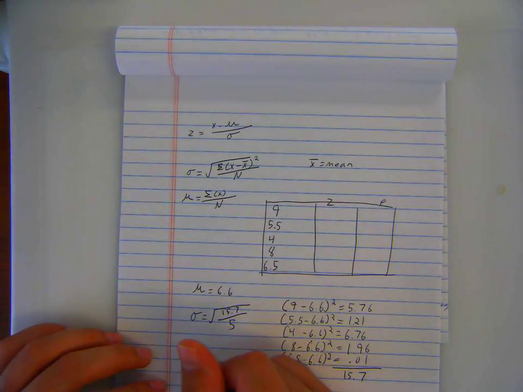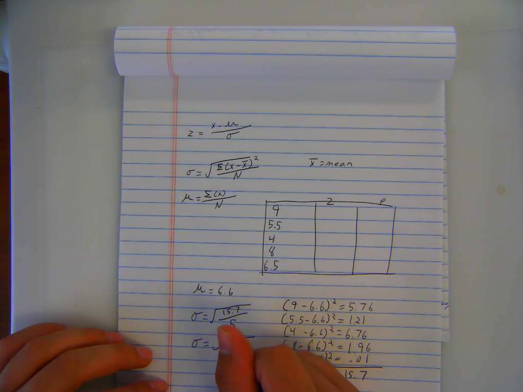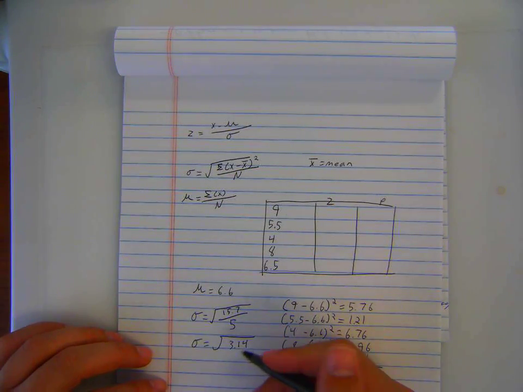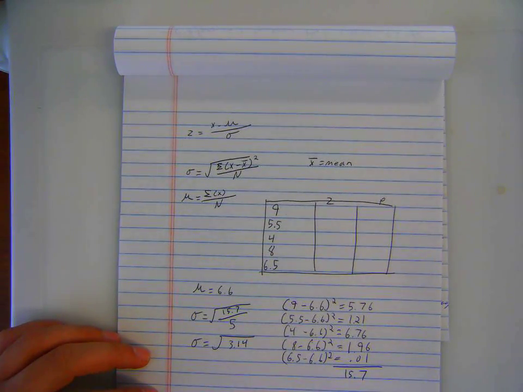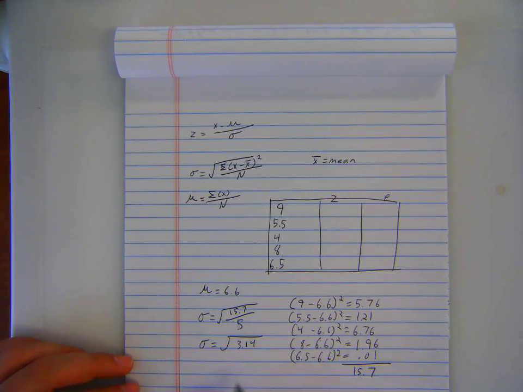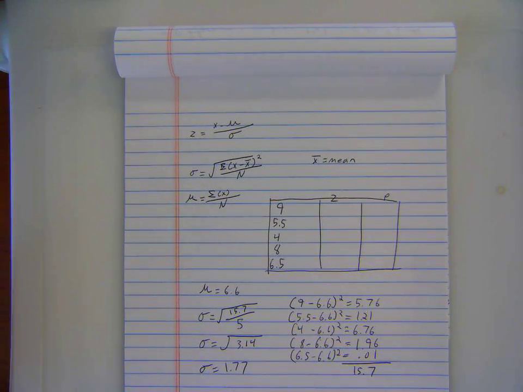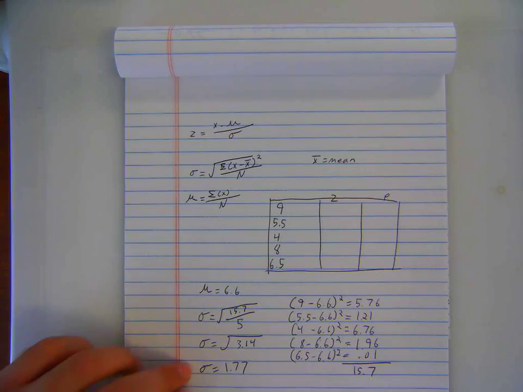Next step, go ahead and do that. That's going to give us 3.14, which if you remember from last time, this is our variance right here, since standard deviation is just the square root of variance. So we take the square root of 3.14. That's going to give us 1.77. That's our standard deviation. So now we have our standard deviation, we have our mean.